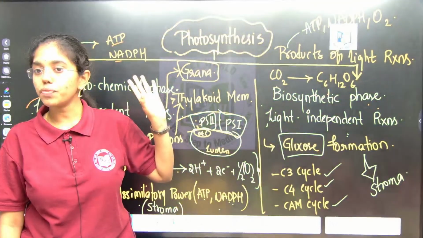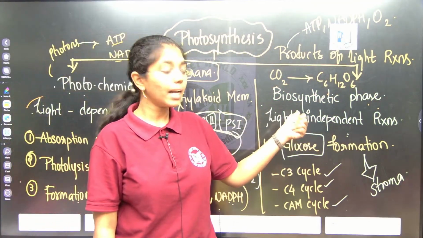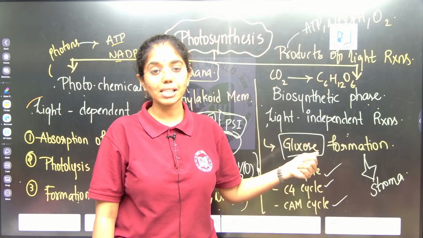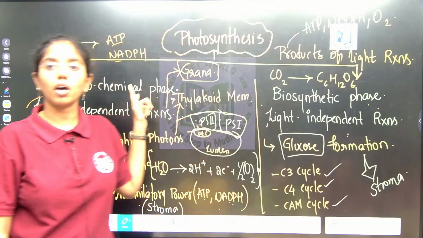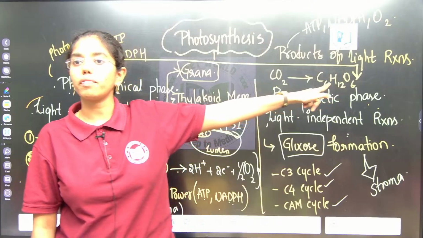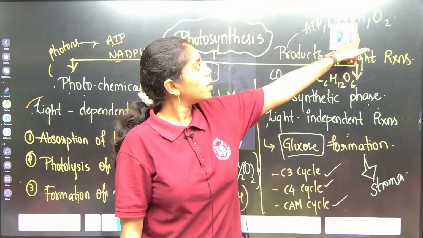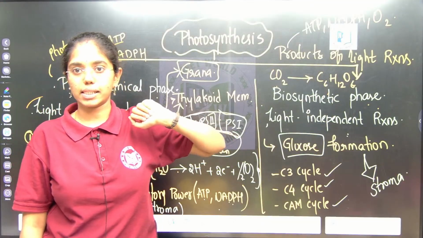That occurs in which phase? The biosynthetic phase, or light independent reactions. These are addressed as light independent reactions because they are not directly dependent on light; they are dependent on the products of light reactions. What are the products of light reactions? ATP, NADPH and oxygen.